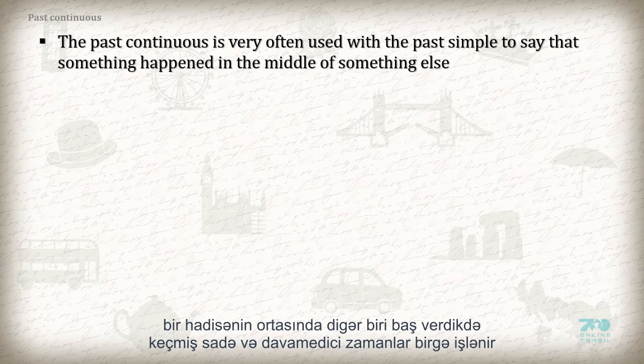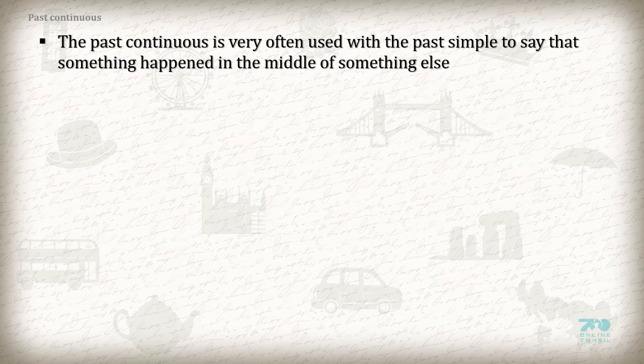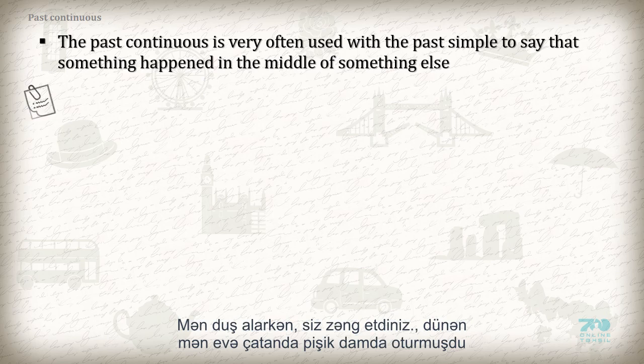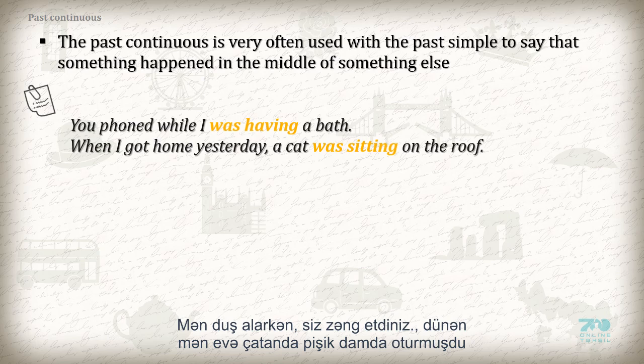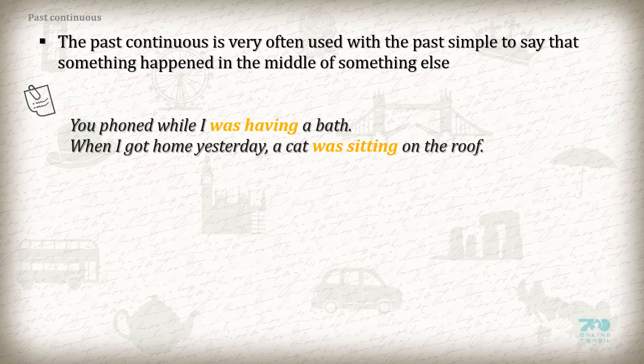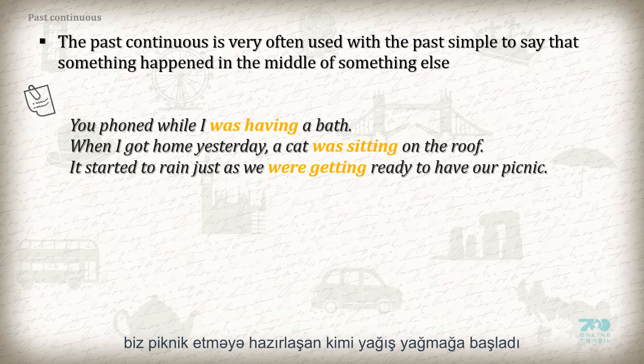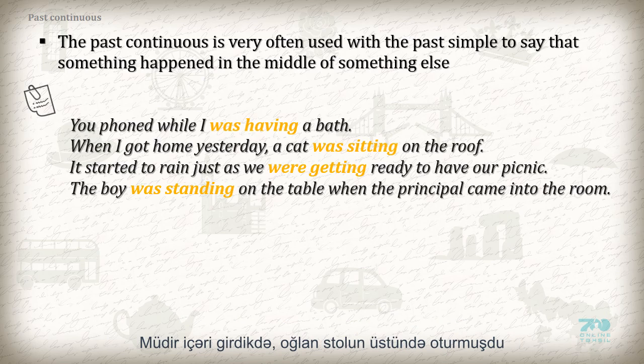The past continuous is very often used with the past simple to say that something happened in the middle of something else. In each of the following examples, the single event, past simple, happens in the middle of the longer action, past continuous. You phoned while I was having a bath. When I got home yesterday, a cat was sitting on the roof. It started to rain just as we were getting ready to have our picnic. The boy was standing on the table when the principal came into the room.